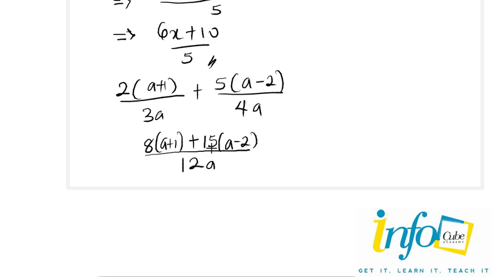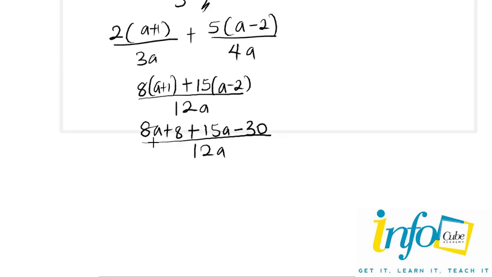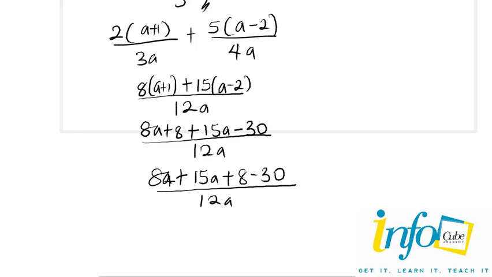So at this point, I will now open the brackets to have 8a plus 8 plus 15a, and then 15 times minus 2 will give you minus 30, all over 12a. You collect like terms. Now you have 8a plus 15a plus 8 minus 30 all over 12a. 8a plus 15a will give you 23a, and 8 minus 30 will give you minus 22, all divided by 12a. This becomes your answer. It's very simple.